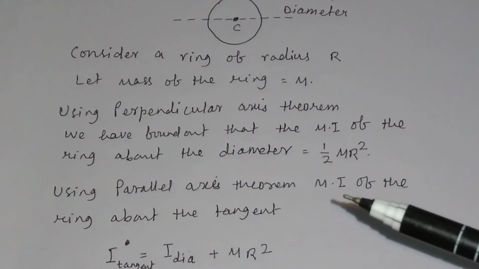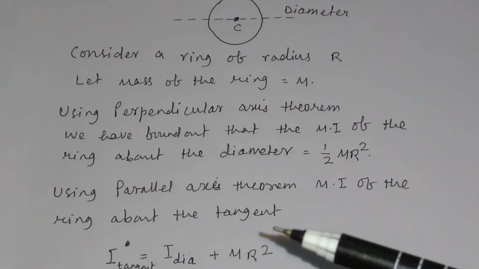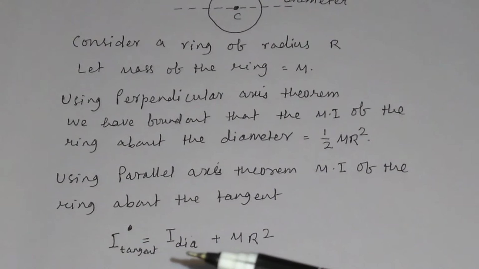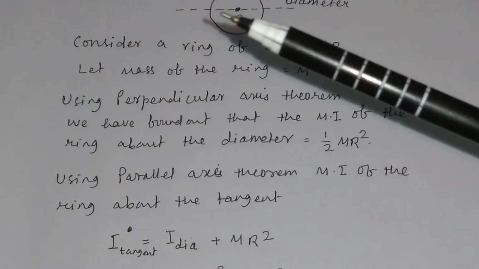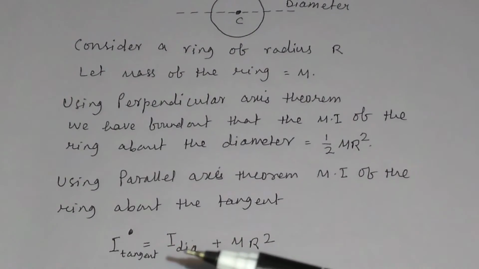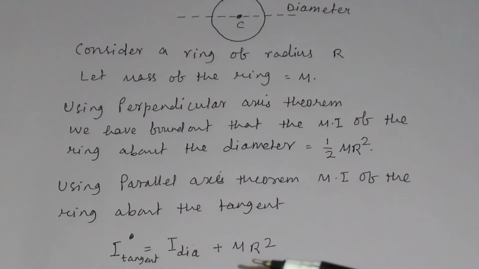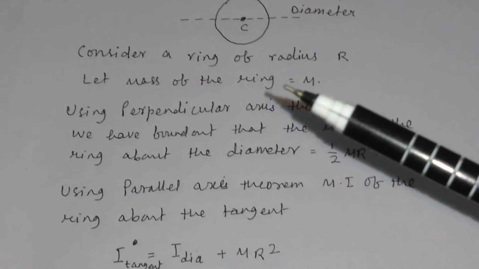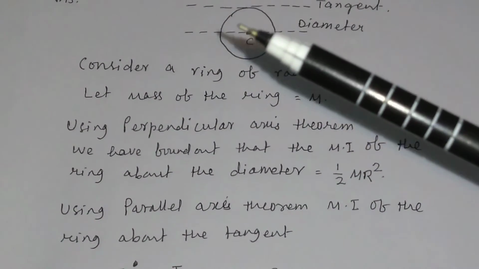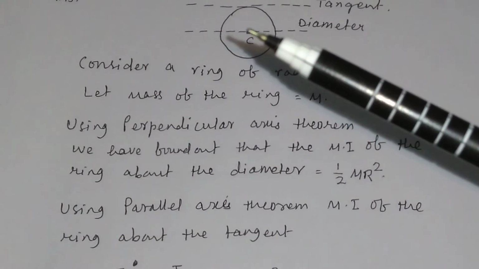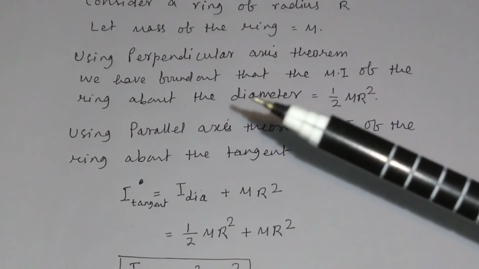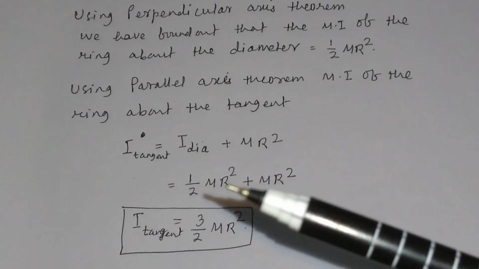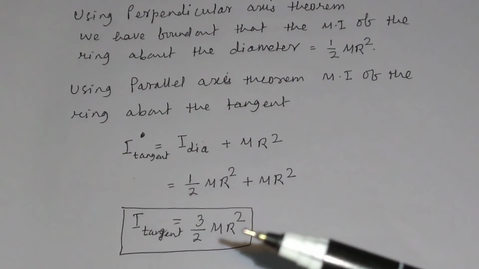And using parallel axis theorem, the moment of inertia of the ring about one tangent will be, suppose the moment of inertia about one tangent is I tangent, that is equal to the moment of inertia about one diameter, I diameter, plus m into r square, because the distance between the two parallel axes is equal to r, that is alpha is equal to r here. So the moment of inertia about the tangent will be equal to half mr square plus mr square, that will be equal to 3 by 2 mr square.